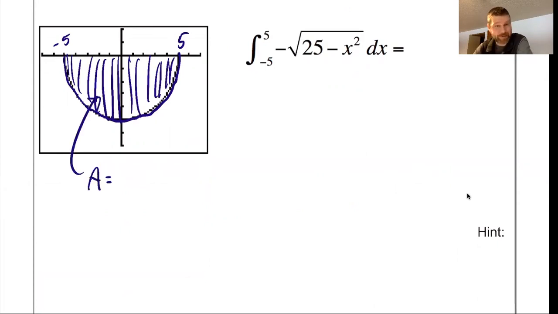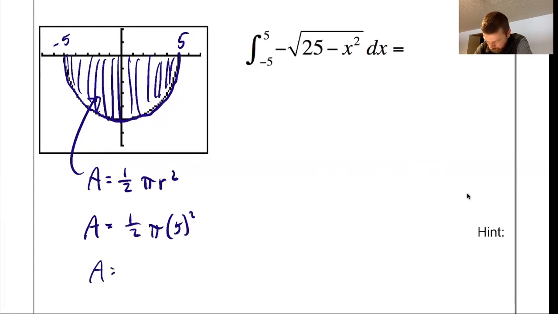Area of a half circle is 1/2 pi r squared. This circle has a radius of 5, so the area of that is going to be 1/2 pi times 5 squared, which is 12.5 pi. But of course, this half circle is below the x-axis, so the value of this integral isn't going to be a positive value, it's going to be a negative value. So my answer is negative 12.5 pi.